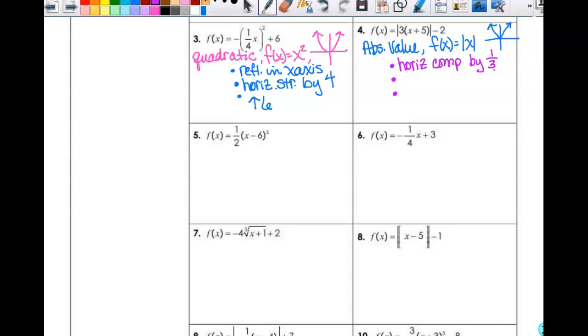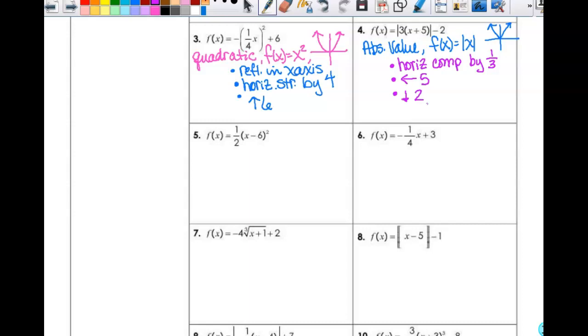What does the 5 do? Left 5. Good. And the 2 goes down 2. Everybody good? Any questions? Okay.